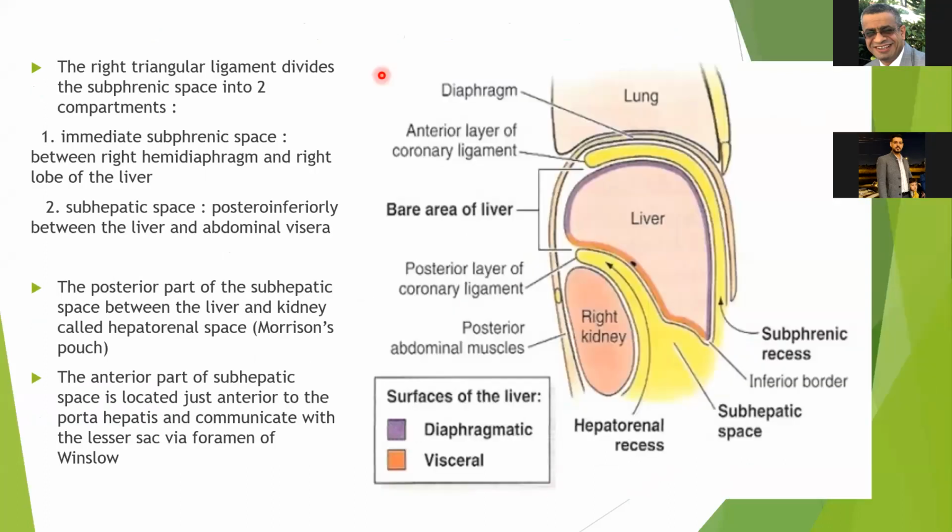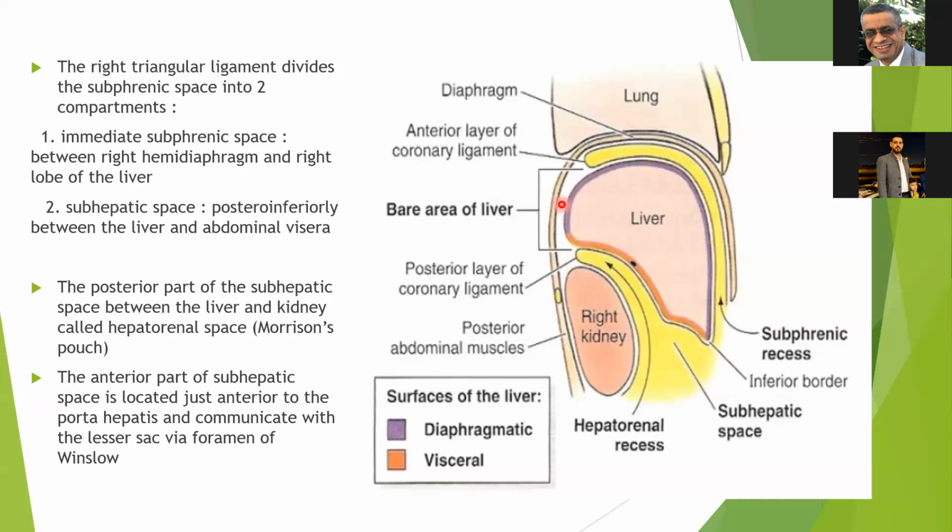As we said, the immediate subphrenic space lies between the right hemidiaphragm and the right lobe of the liver, and the subhepatic space lies posterior inferiorly between the liver and the abdominal viscera. This is the bare area of the liver, and this is the right subphrenic space, and this is the subhepatic space with the hepatorenal recess, which is called the Morrison pouch, between the kidney and the liver.